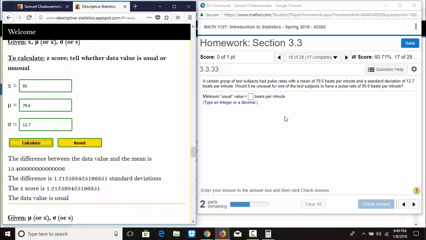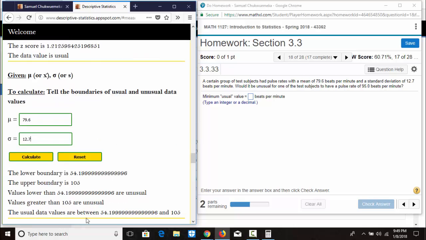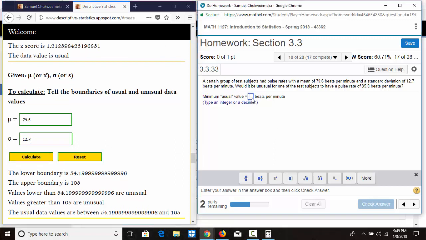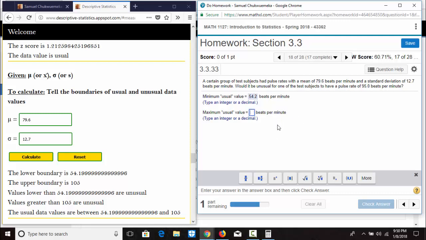So the minimum usual value, okay, they want us to find minimum usual value. So just go to the next one here. The mean is 79.6. Standard deviation is 12.7. Okay, enter. So the minimum usual value, that is the lower boundary, is 54.2. Okay, the maximum usual value is 105.